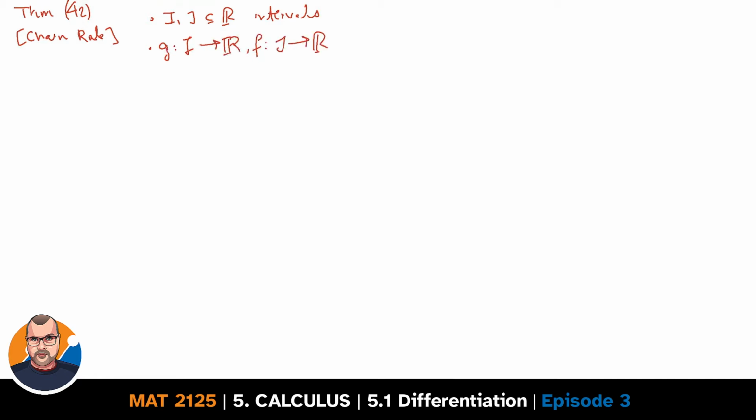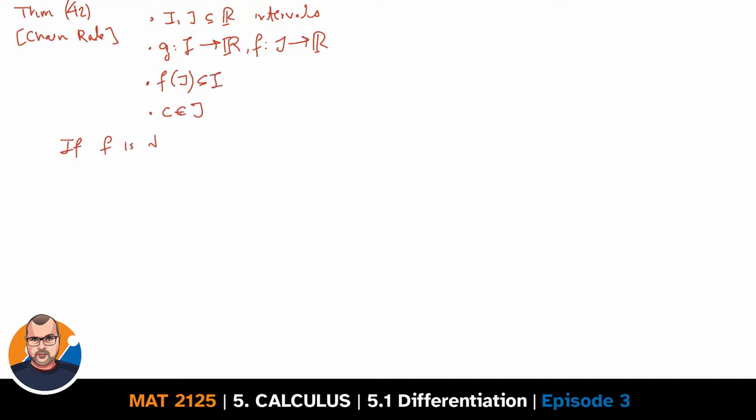How is this theorem useful? Well, we can use it to prove the chain rule, which is basically the building block of differential calculus. Here we have I and J intervals. We have a function g from I to R and a function f from J to R. Let's assume further that the image of J by f is contained in the interval I, and that c is in the interval J.